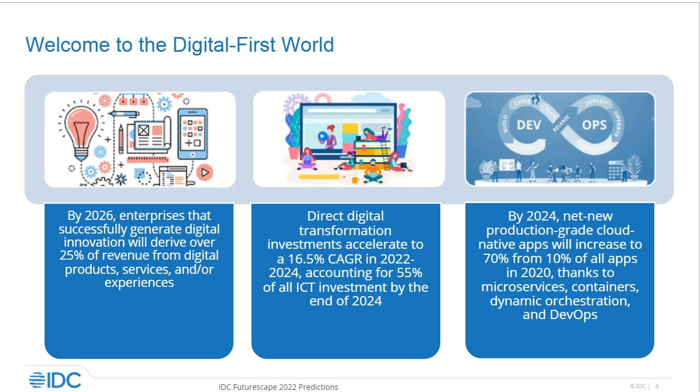And organizations are making targeted efforts towards these kinds of digital transformation investments. They are trying to deliver value through their investments. A lot of that is going to develop production-grade cloud-native applications, modern net new applications. We are seeing a huge explosion of these kinds of apps. It's going to increase to 70% in the next 2 years from just 10% of all applications in 2020. And companies are leveraging newer processes and technologies like microservices and containers and their DevOps strategies to develop these kinds of modern cloud-native applications.